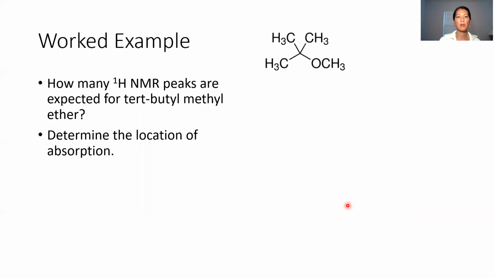I'm going to end this segment with just one example. We're going to take a look here at tert-butyl methyl ether. I want you to look at this molecule, study it, and think about the different types of hydrogens in here, how many different environments the hydrogens are in, and how many proton NMR peaks you expect in the NMR spectrum. Then determine the general location of where those absorptions will be.